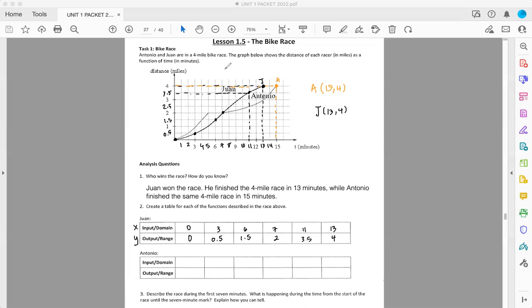Now, similarly for Antonio, I'll use the orange color. We also said this endpoint here is 15,4, right? So this goes here, 15,4. And also Antonio starts at the origin. So that's 0, 0 for Antonio. Now, for Antonio, we need some points. This is a point. We need 4 more points, right?